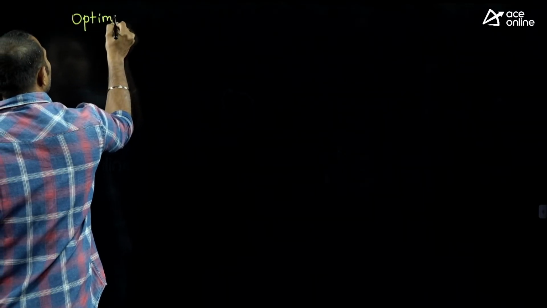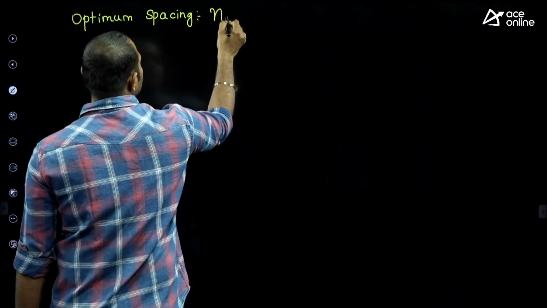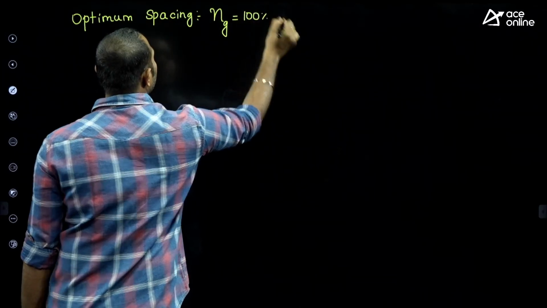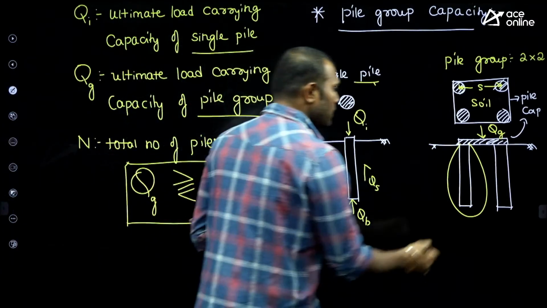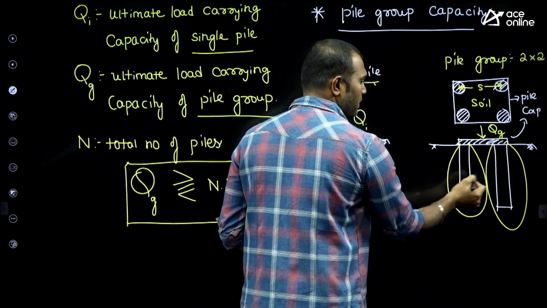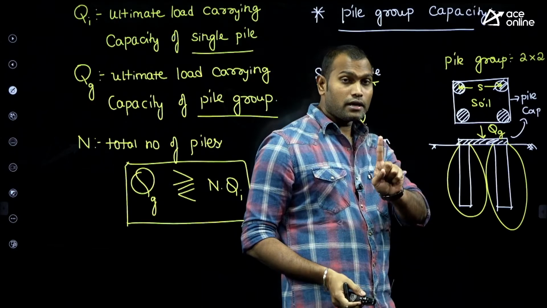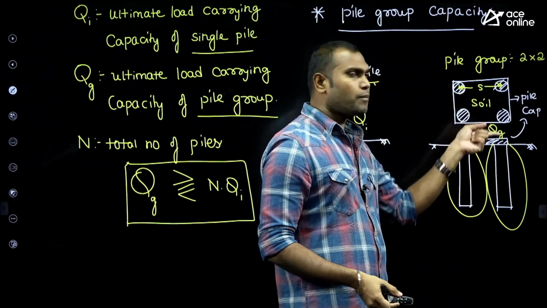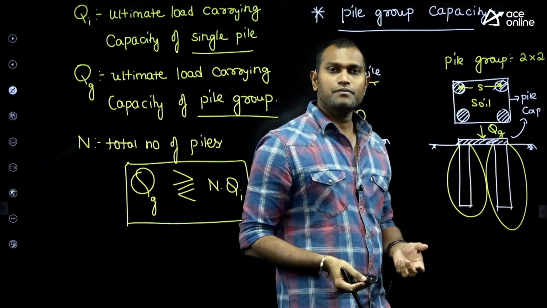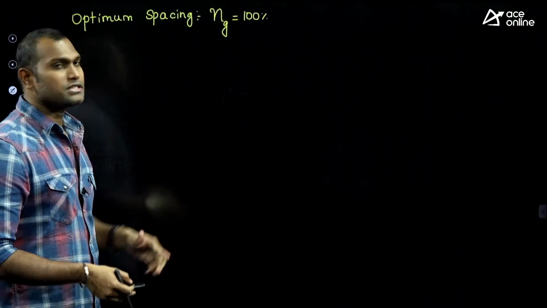In the case of the optimum spacing, the efficiency of the group is equal to 100%. Optimum spacing means there is no overlapping between the piles. If this is a pressure bulb and this is a pressure bulb, and there is no overlapping, each pile will be able to take the ultimate load. 4 piles, 4 ultimate loads, 4 into QI. Then QG is N into QI, and the group efficiency is 100%.